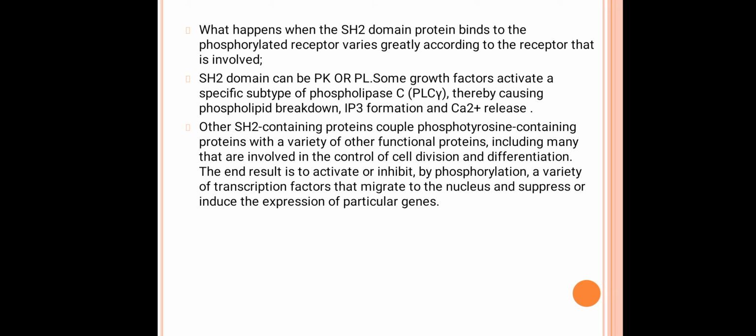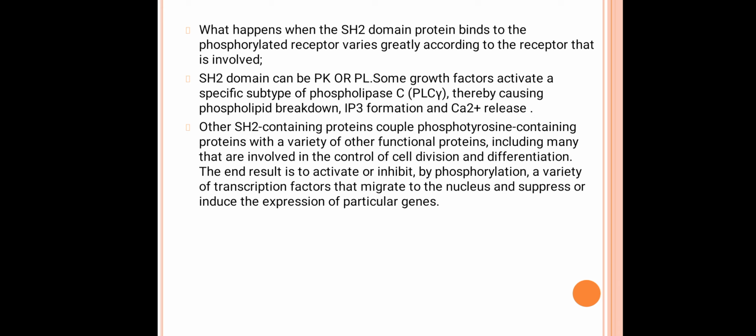Now if it is a phosphotyrosine containing protein, then a transcription factor will go to the nucleus and it will suppress or induce the expression of particular genes. So all you have to remember is that the ligand will bind to the ligand binding domain of the receptor, there will be dimerization of the receptor, and there will be cross phosphorylation of the tyrosine residues, because of which the SH2 domain protein will be activated and phosphorylated.